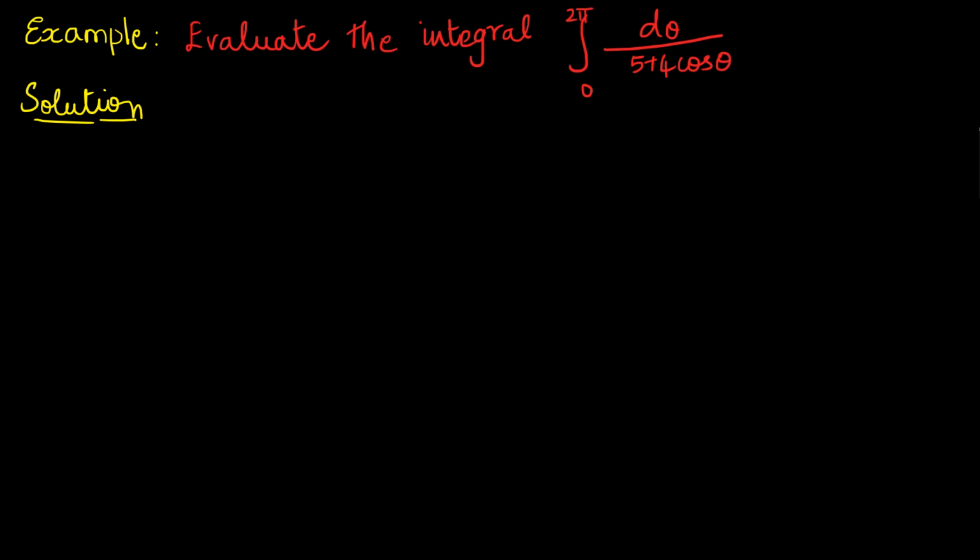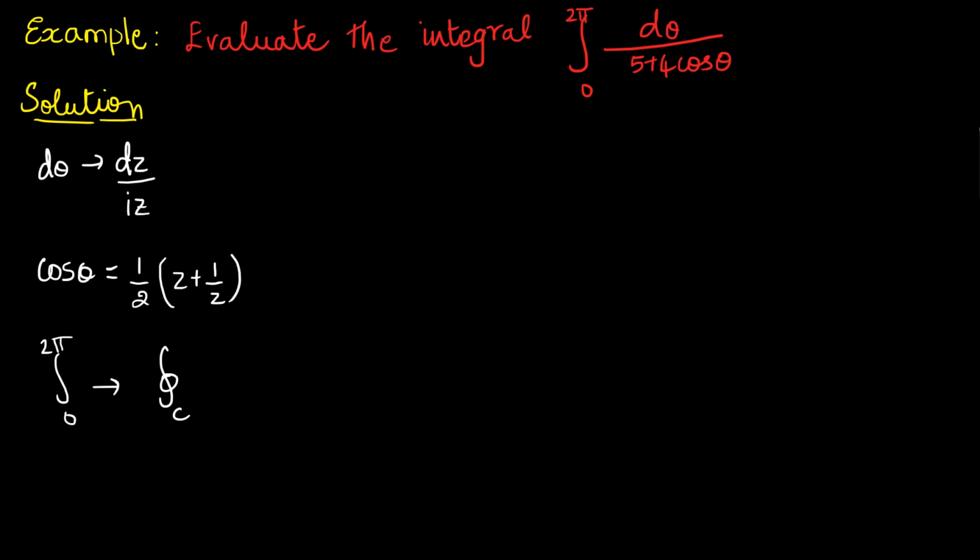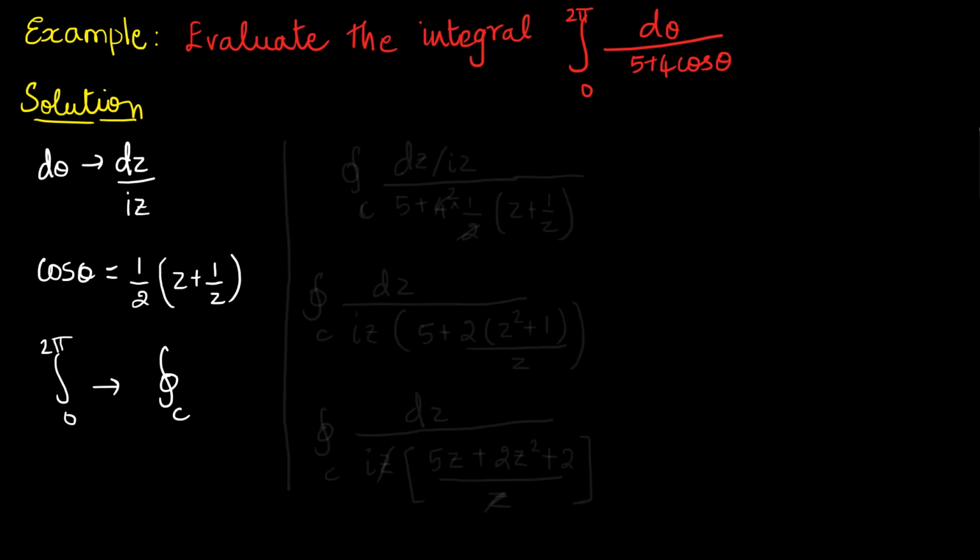That is, you can directly use the formula that I have given already, that is 2 pi by root over a square minus b square. But I'm going to show you how to solve this step by step. So we have to replace d theta by dz by iz and cos theta by 1 by 2 (z plus 1 by z), and the interval 0 to 2 pi becomes a closed contour.